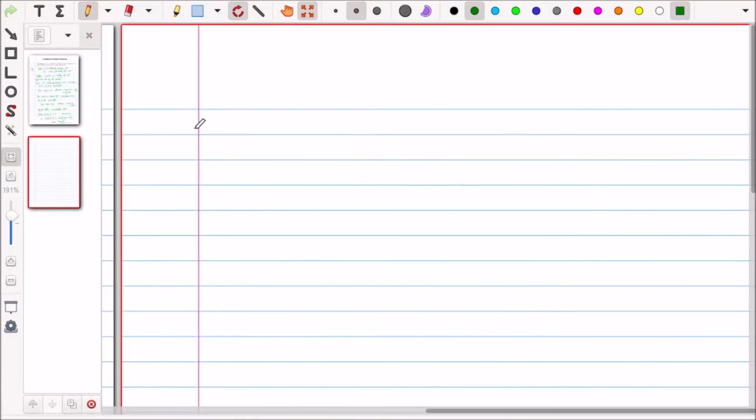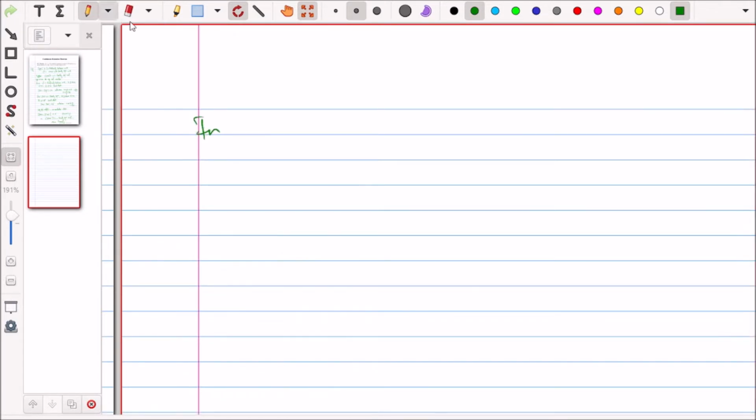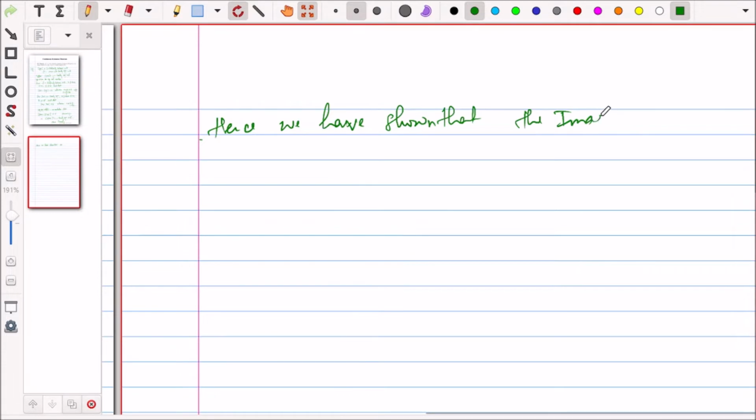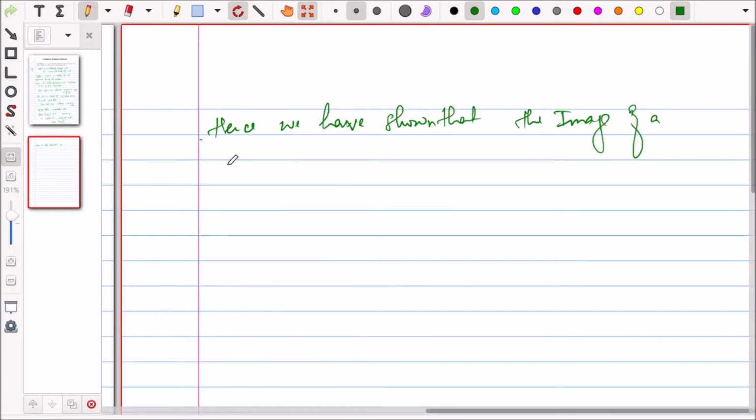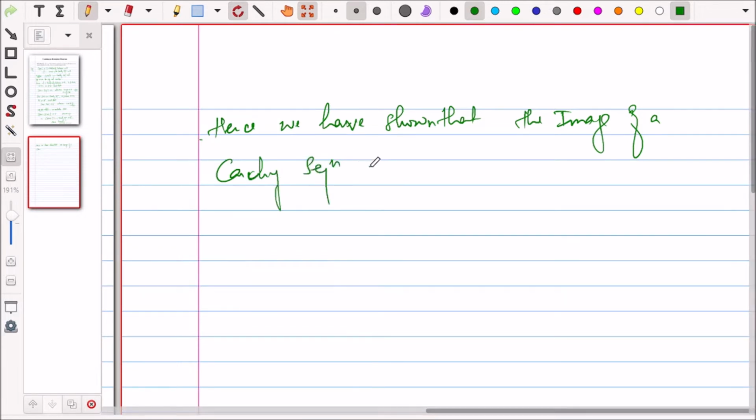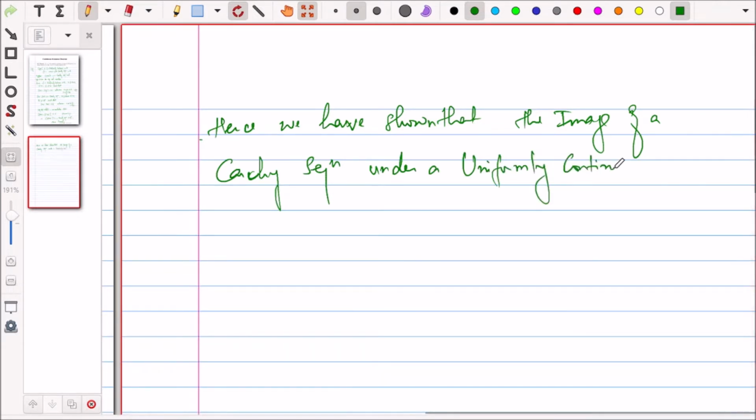So in simple words, we have shown that the image of a Cauchy sequence under a uniformly continuous function is a Cauchy sequence.